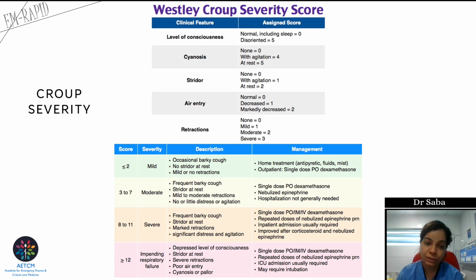But if the child has scored 12 or more on this severity score, then it means that the child is so sick that there is an impending respiratory failure. So this is a life-threatening croup.